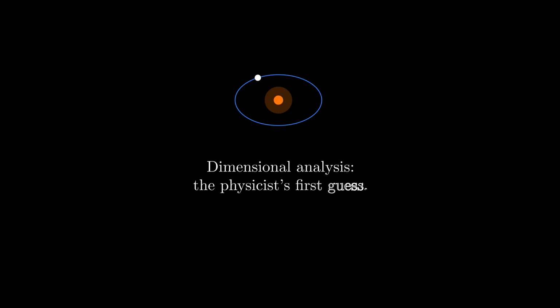Dimensional analysis is the physicist's first guess. Before any hard calculation, it tells you what could be true and what's impossible. And the fact that numbers like 137 exist with no known reason why remains one of physics' deepest open mysteries.